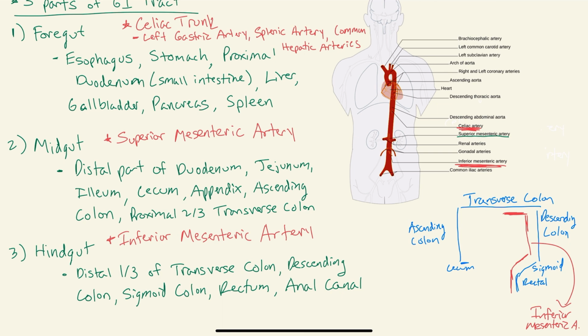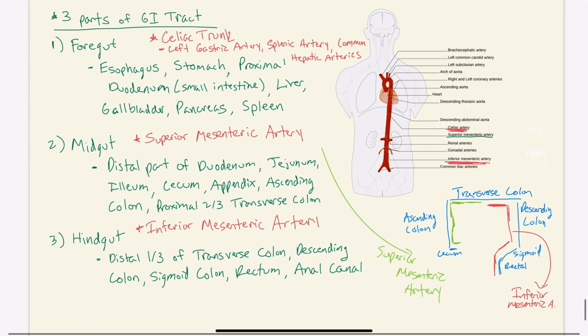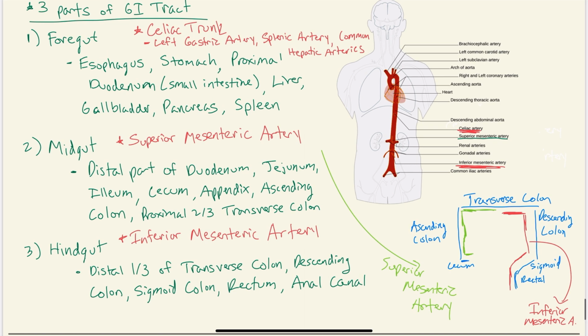And then we'll do, so the midgut, trace this over here. So the midgut would be all of your small intestine, which we don't have labeled here, into the large intestine, the cecum, appendix is right down there, the ascending colon, the proximal 2/3 of the transverse. So that would be your superior mesenteric artery. Okay, did a little breakdown there. That was giving me a little trouble in my studies, so I wanted to make it nice and clear.